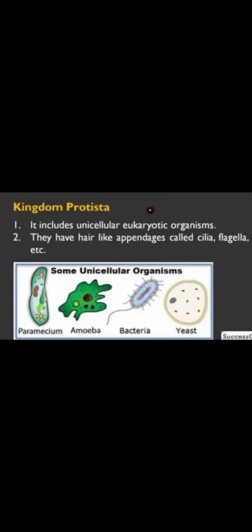Then another kingdom is kingdom Protista. Kingdom Protista includes unicellular eukaryotic organisms, and they have hair-like appendages like cilia, flagella, etc. So they are unicellular eukaryotic. Examples are cilia, flagella, etc. Those appendages are present on the organisms.